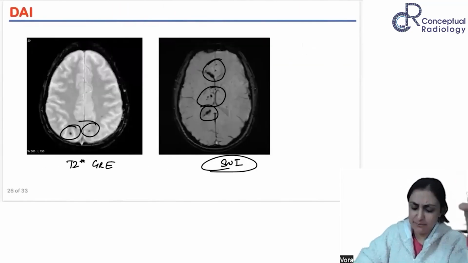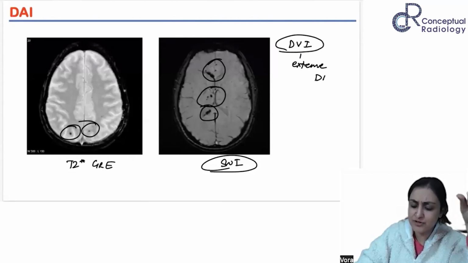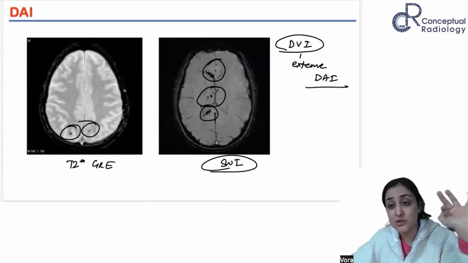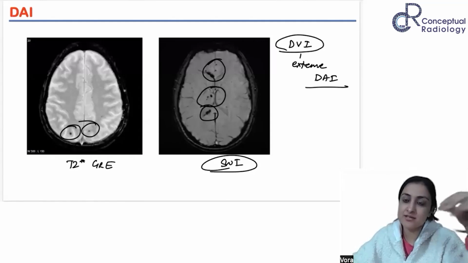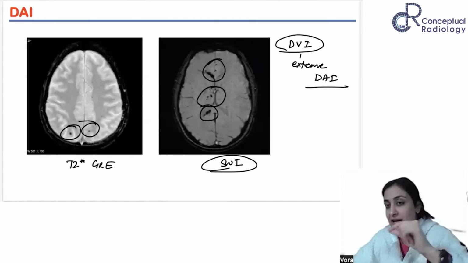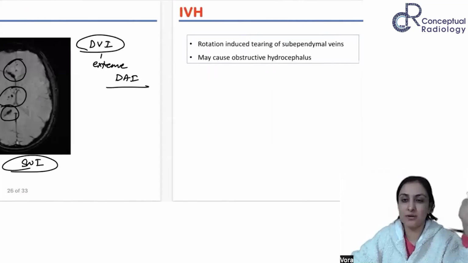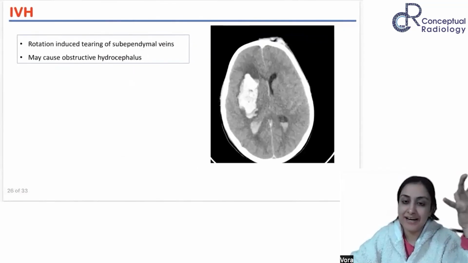DVI is the same, right? Diffuse vascular injury is the extreme spectrum of DAI, which will look exactly the same. Radiologically, can I distinguish whether it is DAI or DVI? You can't. So theory wise, this is just the extreme severe spectrum of diffuse axonal injury where there are small vascular bleeds also. Okay. So that is the term that you just want to be aware of.